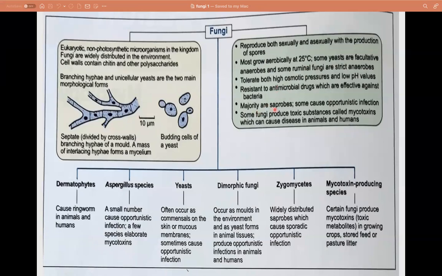Majority are saprophytes. Some cause opportunistic infection. Some fungi produce toxic substances, which are known to be mycotoxins, which are secondary metabolites produced by fungi, causing disease both in humans and animals. So for these fungi, we have different groups that we will discuss.